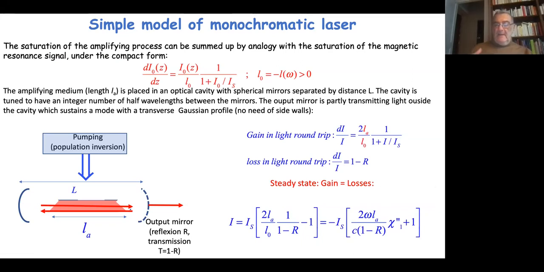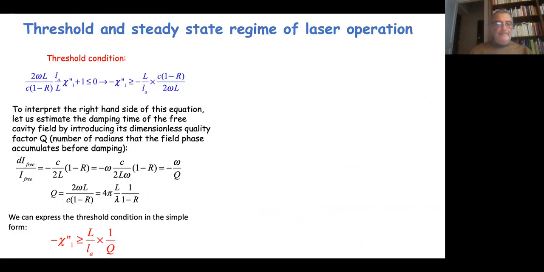And you see that the steady state amplitude of the laser is given by this formula, and it involves the imaginary part of the linear response, chi double prime 1, with this factor in front, and you have here I_S as the saturation power. So the steady state operation depends on the saturating power of the medium and depends on chi double prime 1. So I let you compute this.